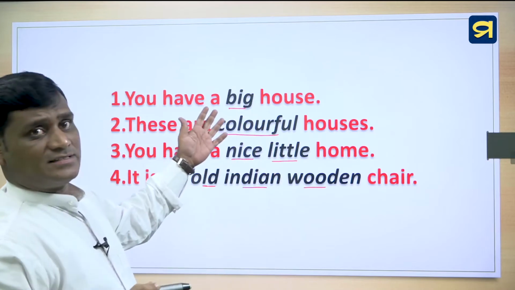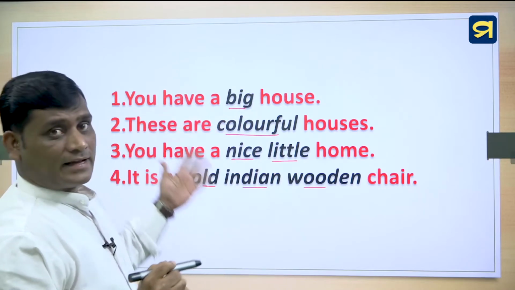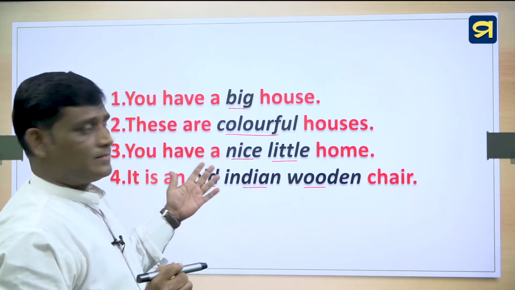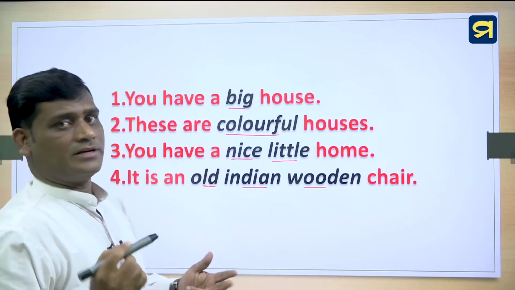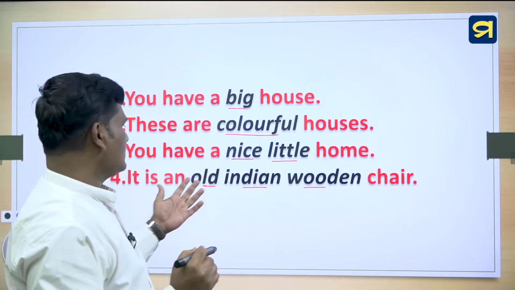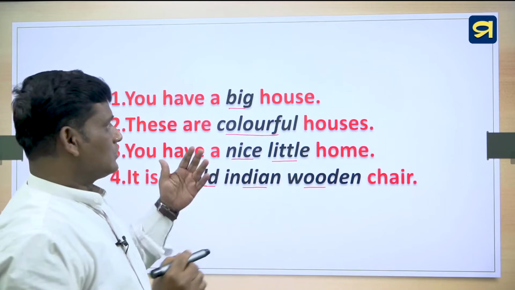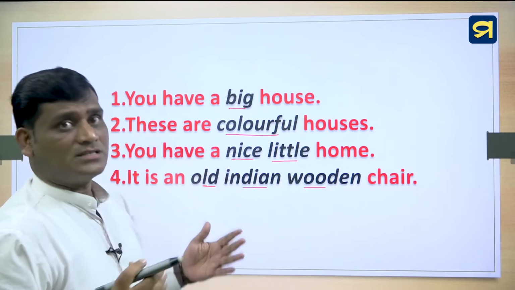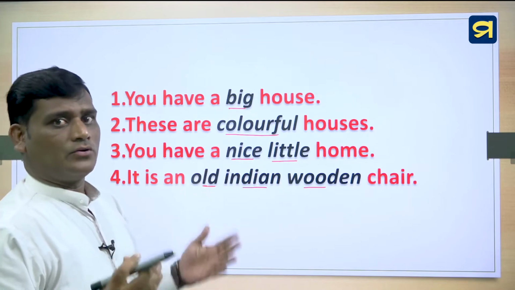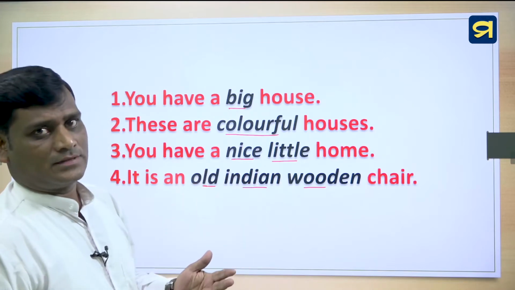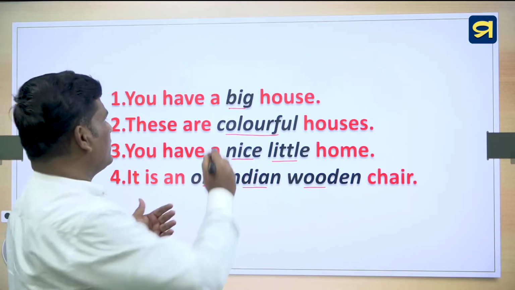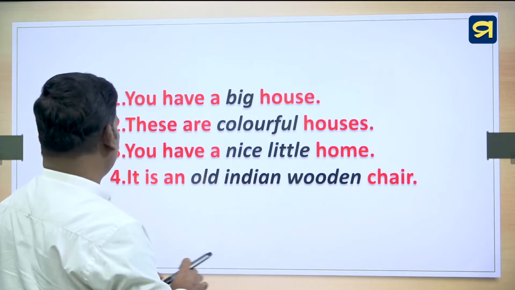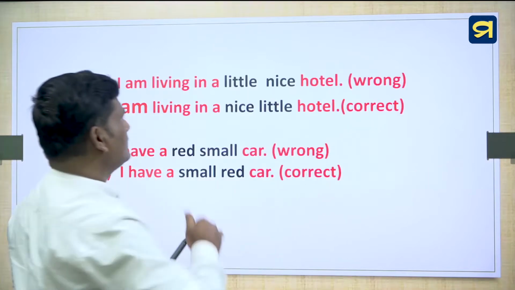In the first sentence there is one adjective. In the second sentence there is also one adjective. But in the third sentence there are two adjectives. And in the fourth sentence there are three adjectives. So a sentence may consist of one, two, or more than two adjectives. Okay, now look at another slide.